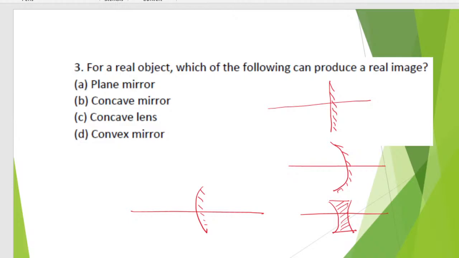Yeah, the answer is concave mirror. Absolutely correct. Concave mirror is actually a converging mirror.